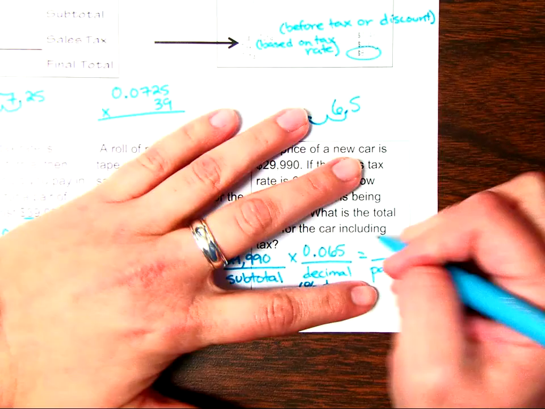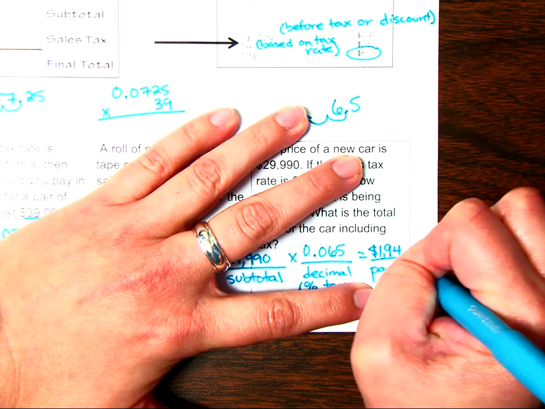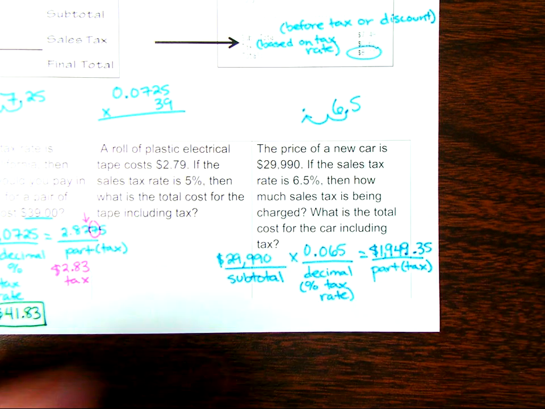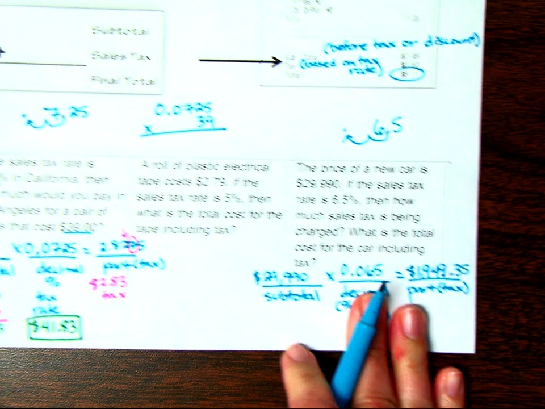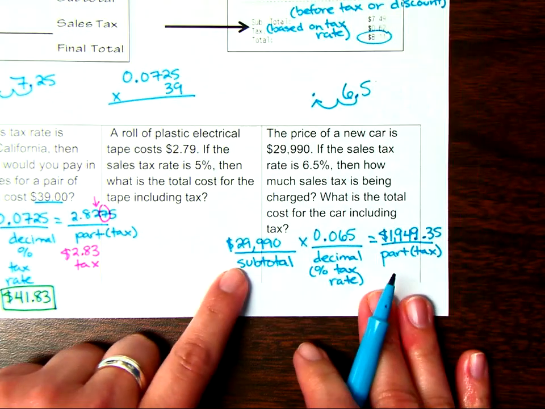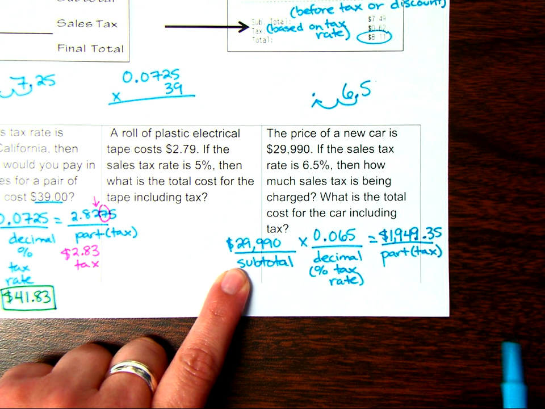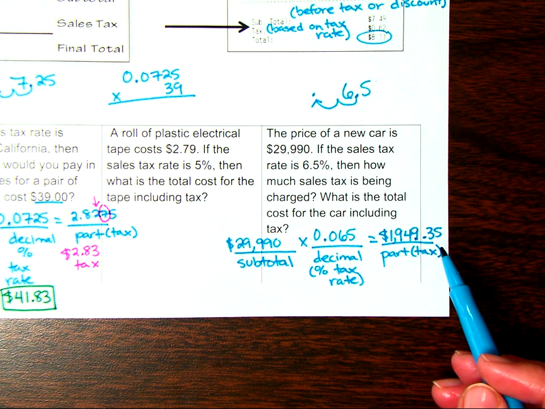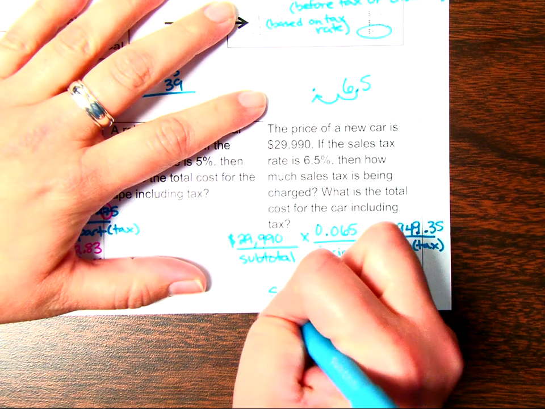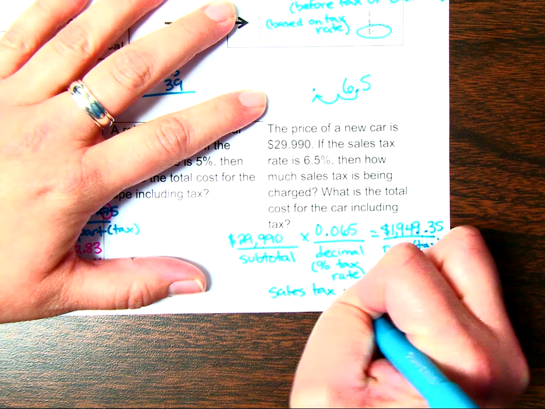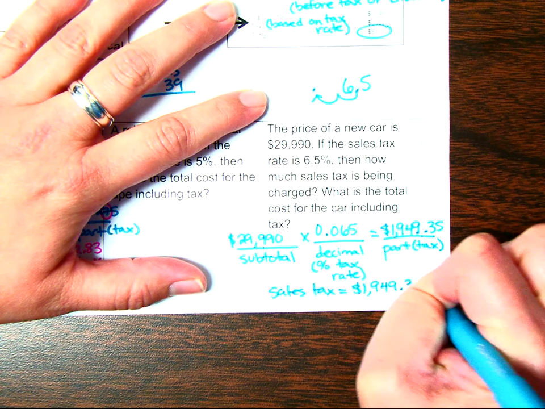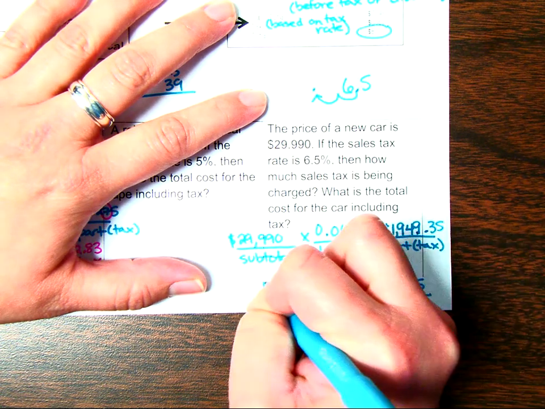We have $1,949.35. And that makes sense that it's that much because this was a really large number. So over here, you only had $39, so that's not as much, but this one was $30,000. So that's why the more you pay, the more your tax is going to be. Okay? So the sales tax, this one has two questions. The sales tax is equal to $1,949.35, but we're not finished.